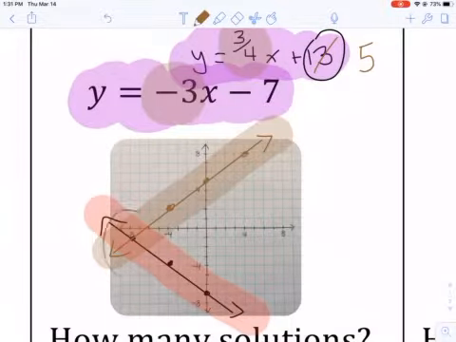In this case, they crossed right here. It might not always be a perfect point. Chances are it might not be in a lot of cases. But the goal is you want to recognize that if you have different slopes, eventually those lines will cross.